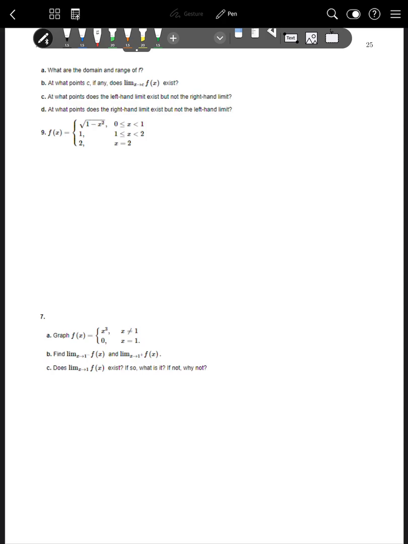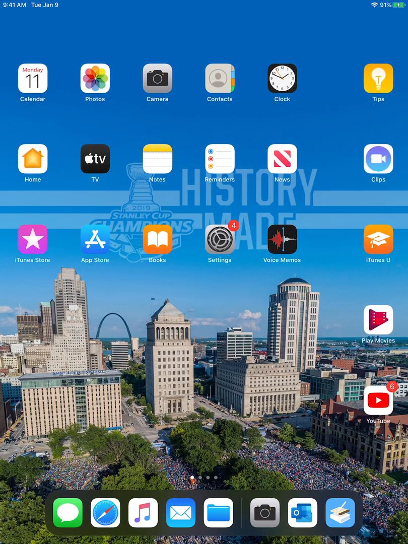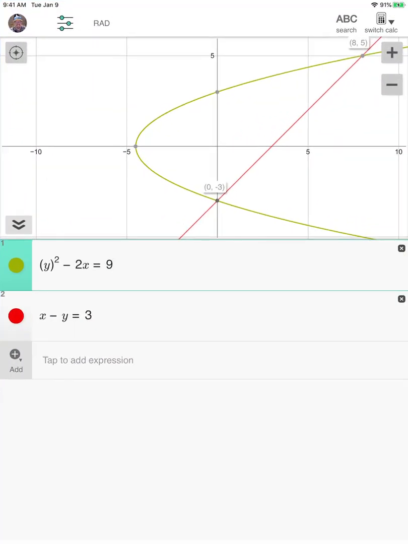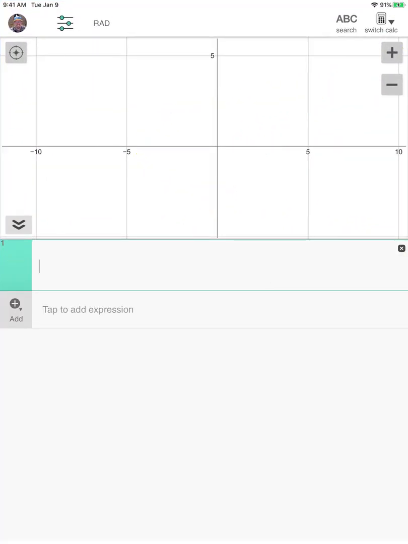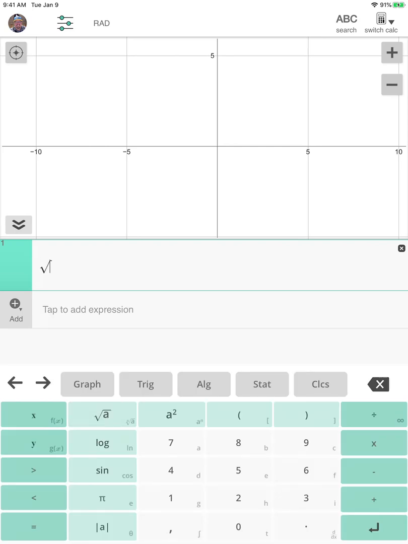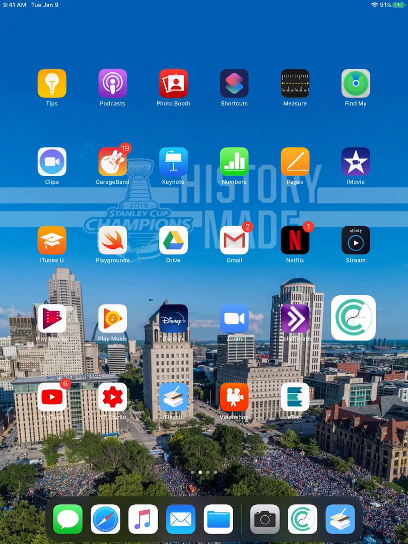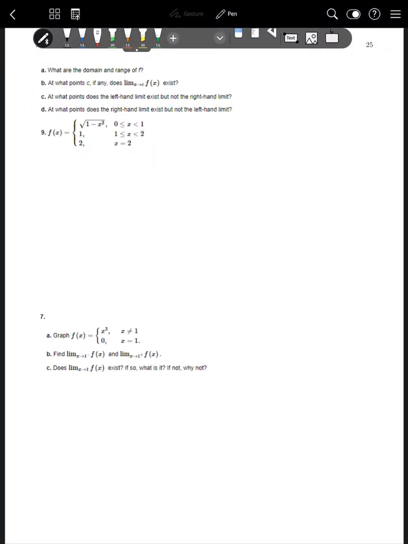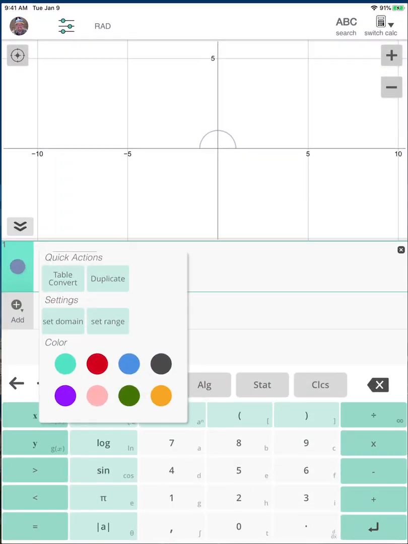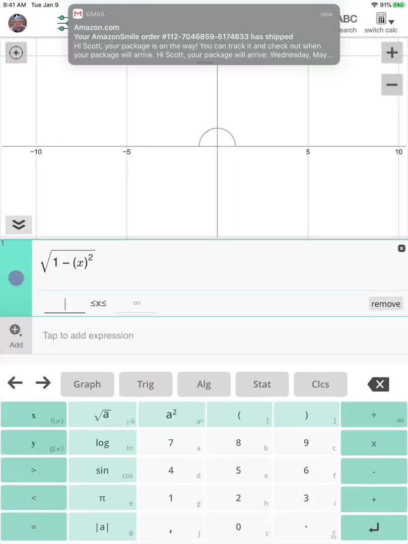Okay, and so now we can start using graphs to help us out here a little. So let's see if we can graph this first equation. The first piece was the square root of 1 minus x squared, and we want to set its domain. So let me pop back over here to the notes real quick. That's from 0 to 1. So set domain from 0 to 1.